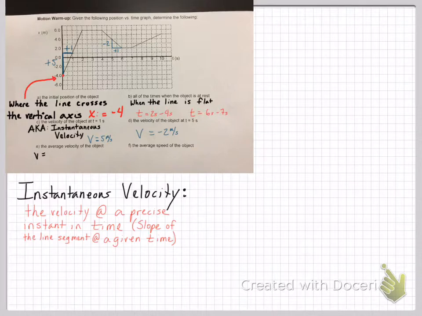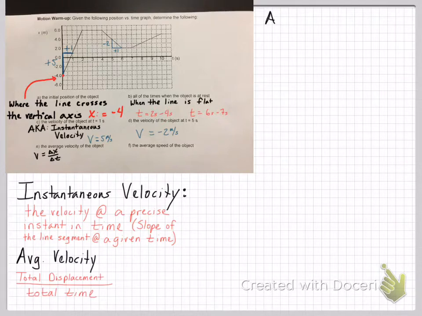The next thing is finding the average velocity. Average velocity uses the equation where velocity equals the change in x over the change in time. That is basically the same idea as saying that average velocity is total displacement over total time. We can also find average speed, and average speed is the same idea. It's just total distance over total time.